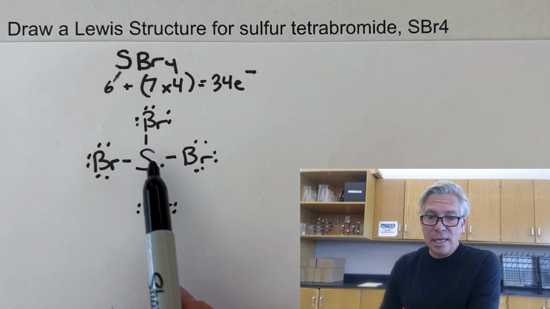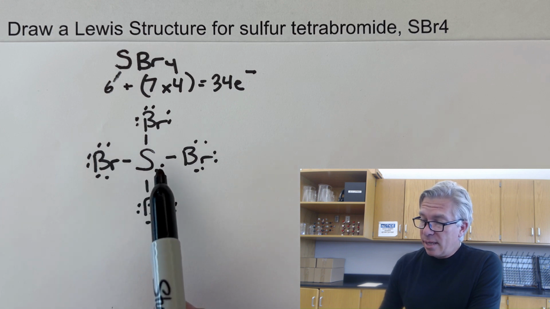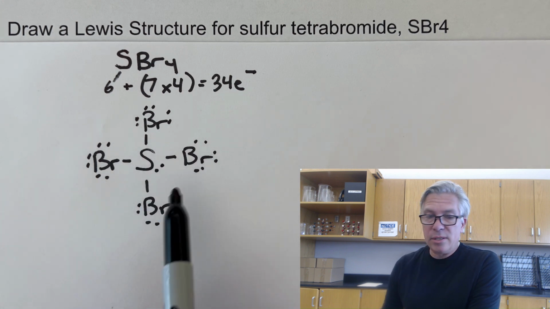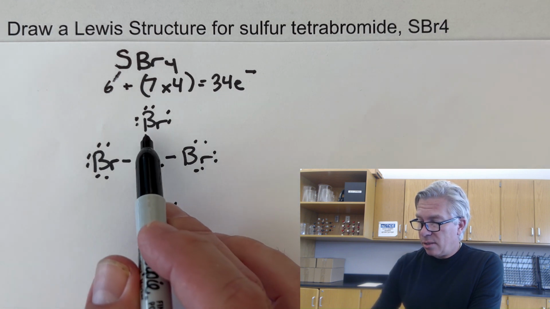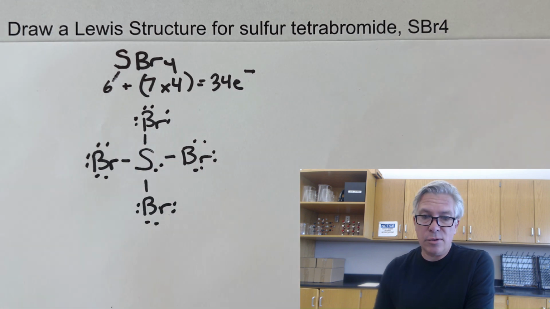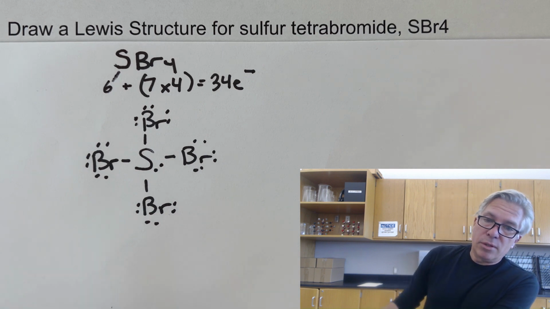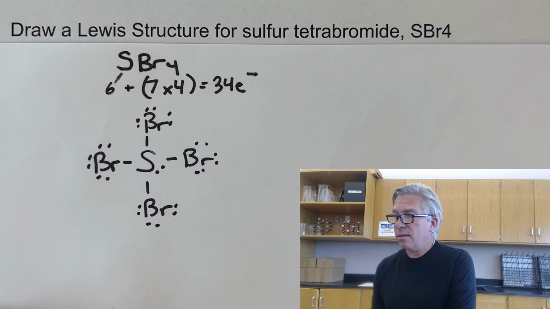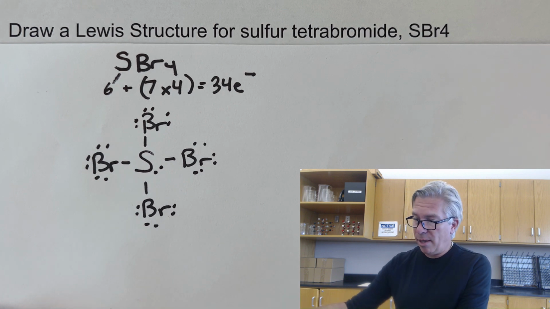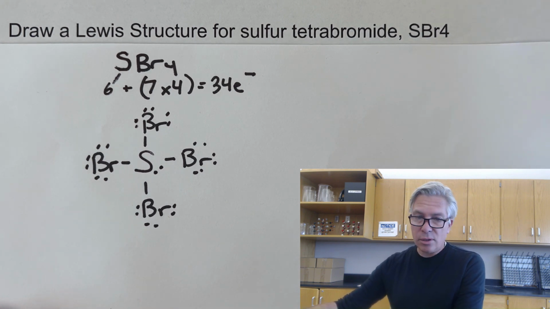The sulfur in this case is taking one for the team and taking 10, and the bromines are left with their octets of 8. And that means this molecule has 4 bonds and a lone pair for a total of 10. And we'll talk more about the geometries of those in another episode, but that would be a correct Lewis structure for sulfur tetrabromide.